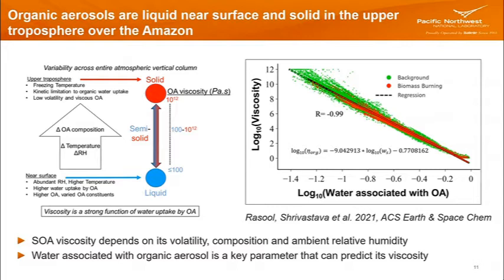Another finding from this work, which also came out recently, is that if you take the log of viscosity and the logarithm of water associated with organic aerosol, you get a very strong linear dependence. And this is over the entire atmospheric column over the Amazon. So in field studies, if you don't have direct measurements of viscosity but you can estimate the water associated with organic aerosol based on its hygroscopicity and other things, then we think you could figure out the viscosity to a fairly good degree.